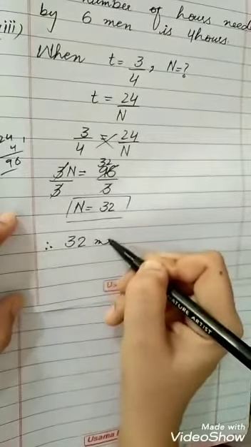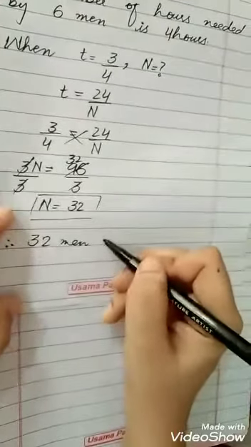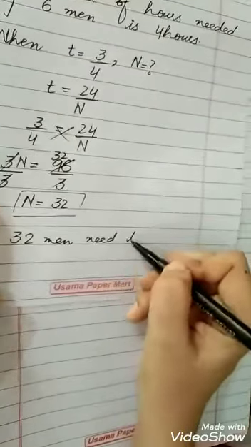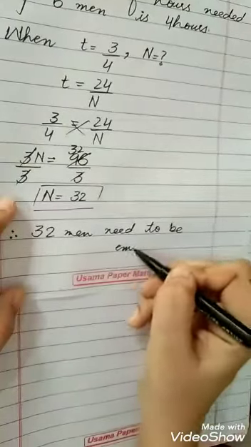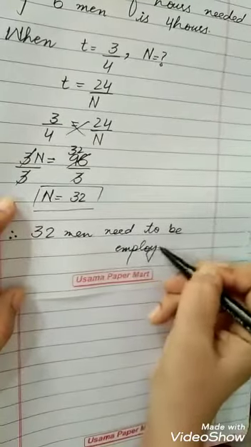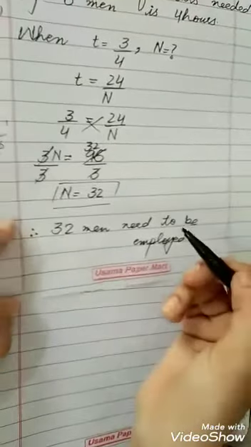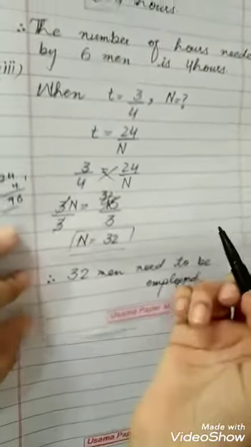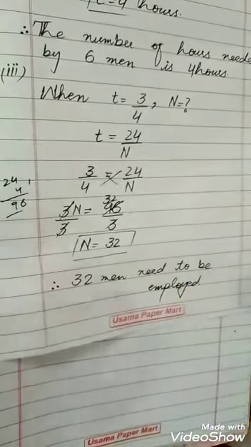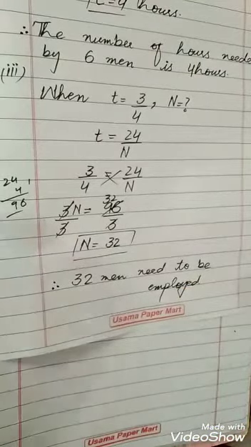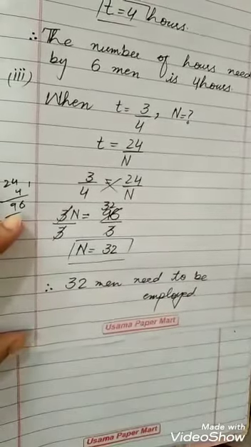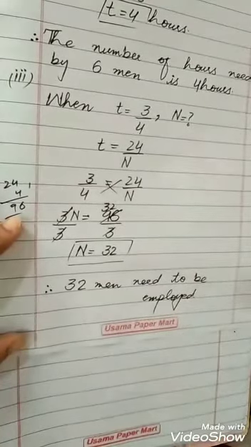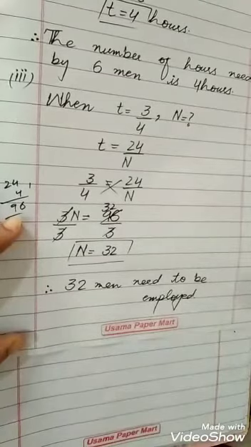So 32 men need to be employed. This is our question number 12, students. There were 3 parts given. We have solved this by an easy method. You will practice it frequently. Solve on your register, students.